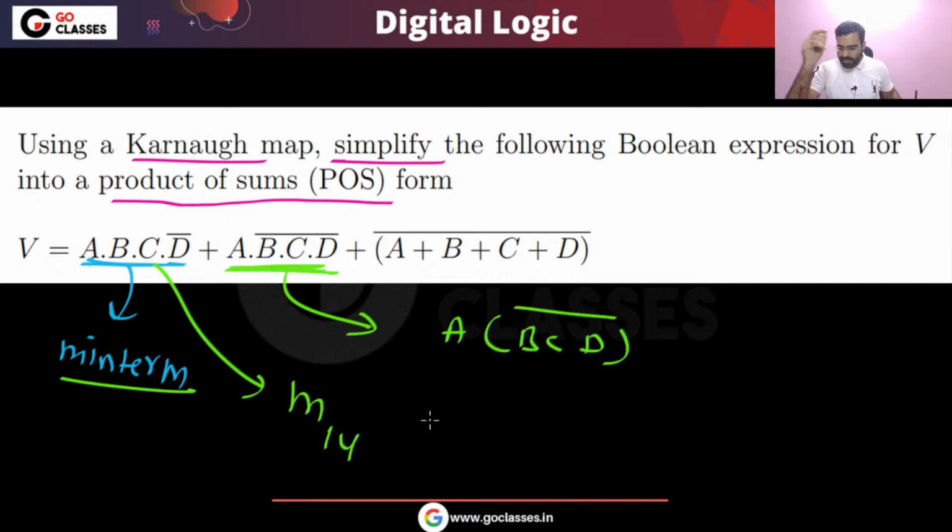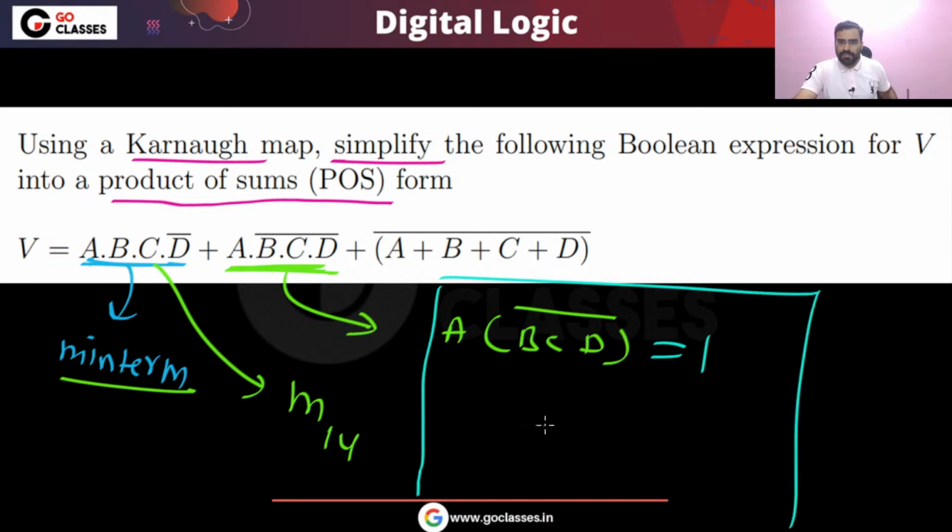What is this saying? Very interesting. You don't have to simplify this. This is saying when this will be 1. Just tell me when this will be 1. This will be 1 when a should be 1. So remember, this should be 1. It means a should be 1, and it means bcd should not be 0.